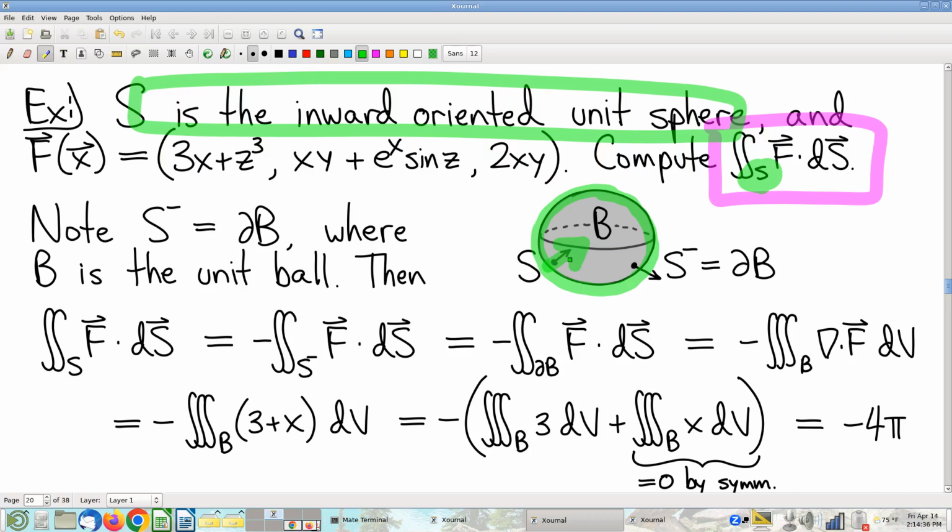In chapter 6 and 7, the word boundary is a loaded word. Importantly loaded. Orientation is part of what it means. Boundary means oriented away from the solid. Usually that means outward. In this case, it means outward, but oriented a certain way. And this thing we were given is not. So you cannot apply the divergence theorem directly to this given surface S.